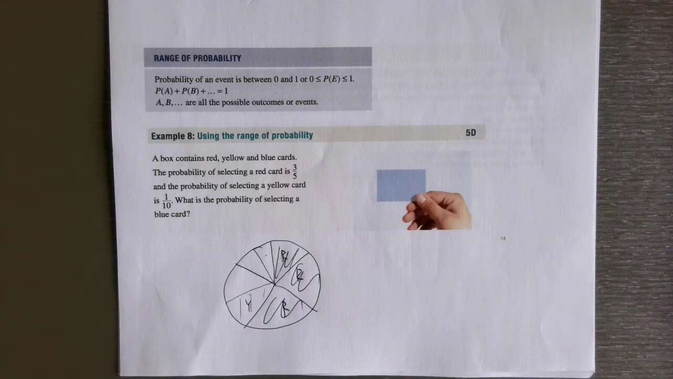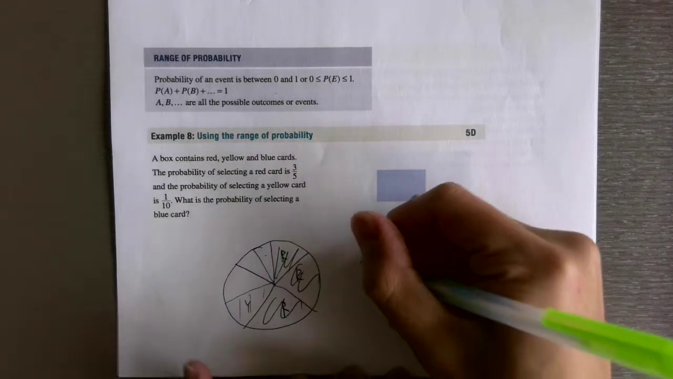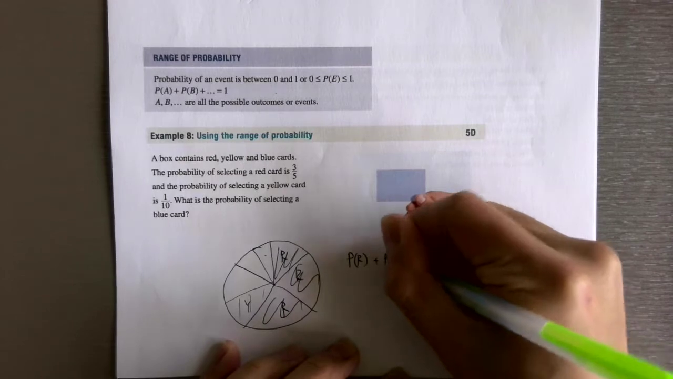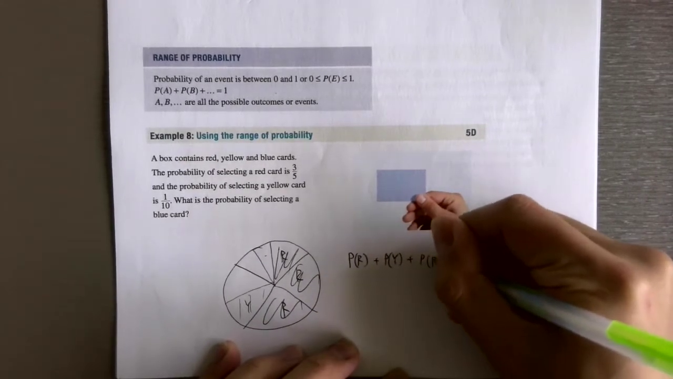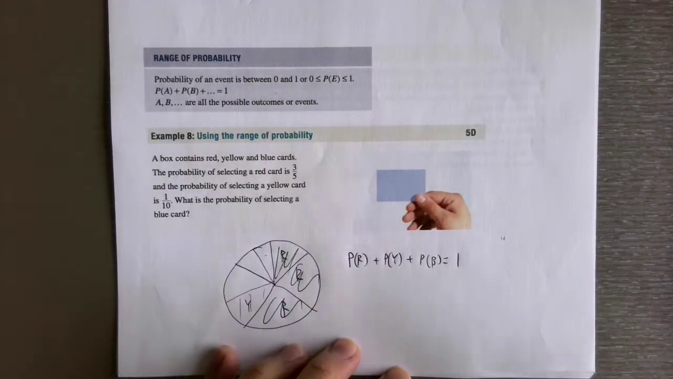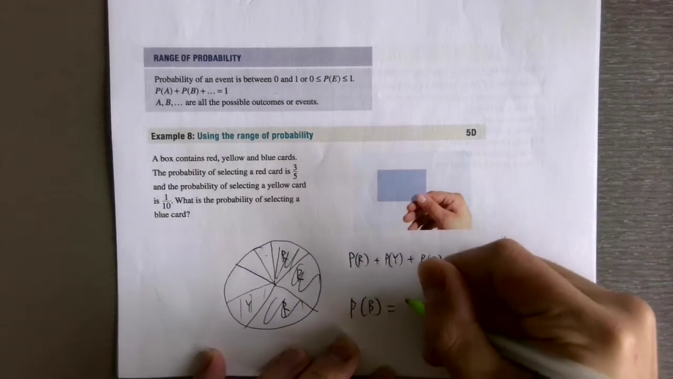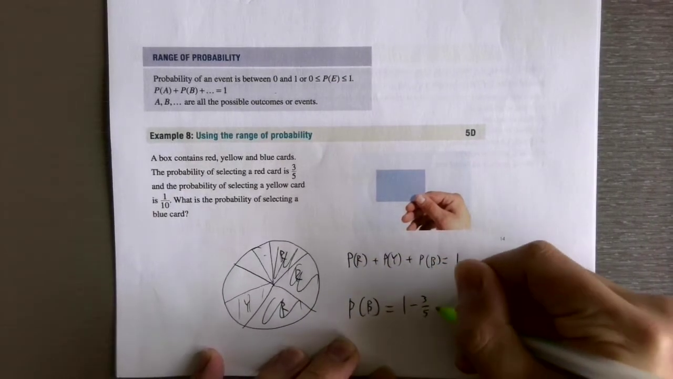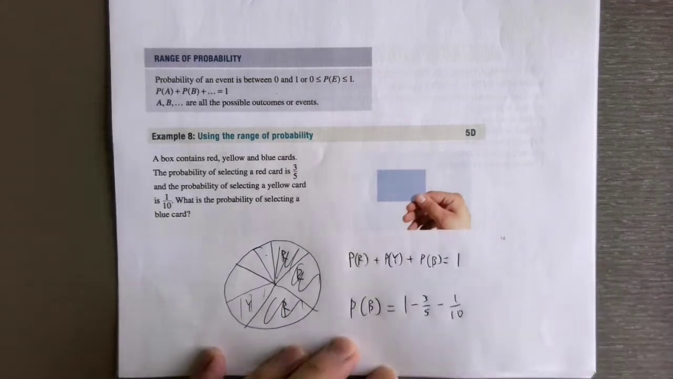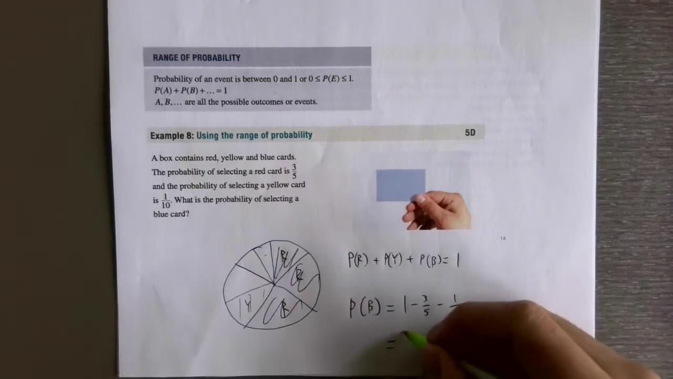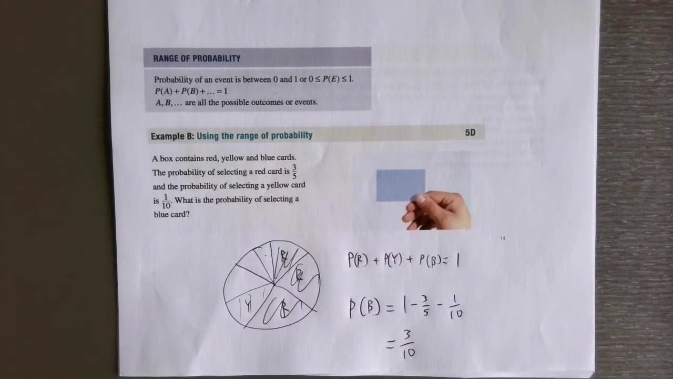Now, what we can actually do is use our calculators to cheat a little bit. Because if we know the probability of red plus the probability of yellow plus the probability of blue equals 1, what we can type in our calculators to find the probability of blue is just 1 minus 3 over 5 minus 1 over 10. Now, that will equal 3 out of 10.